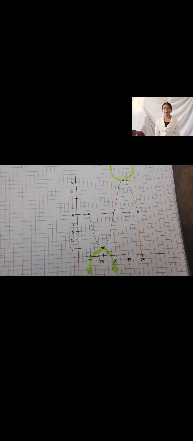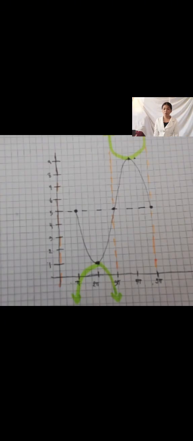So y is less than or equal to -4, or y is greater than or equal to 4. Then shift up by 5. So it will become -4 plus 5 equals 1, and 4 plus 5 is equal to 9. So the final range is y is less than or equal to 1, or y is greater than or equal to 9.